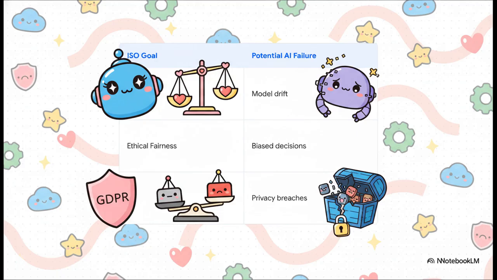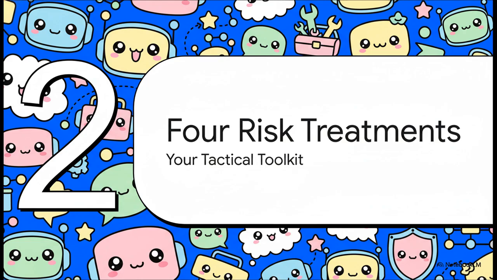If the goal is ethical fairness, we have to aggressively, and I mean aggressively, prevent biased decision-making. And when we talk about legal compliance, a failure there means disastrous privacy breaches. Imagine running afoul of GDPR. Yeah, no thank you. So every single risk treatment we design is fundamentally about playing defense against these specific, catastrophic failures. Section 2, the 4 risk treatments, your tactical toolkit.